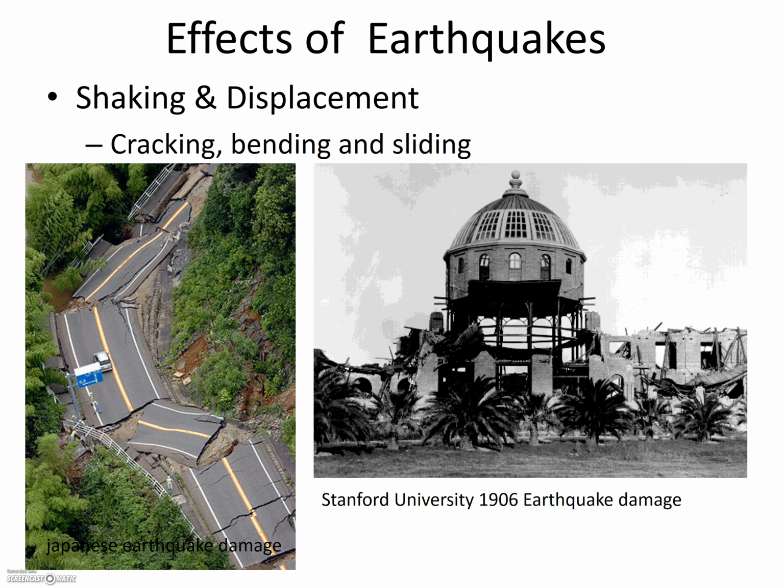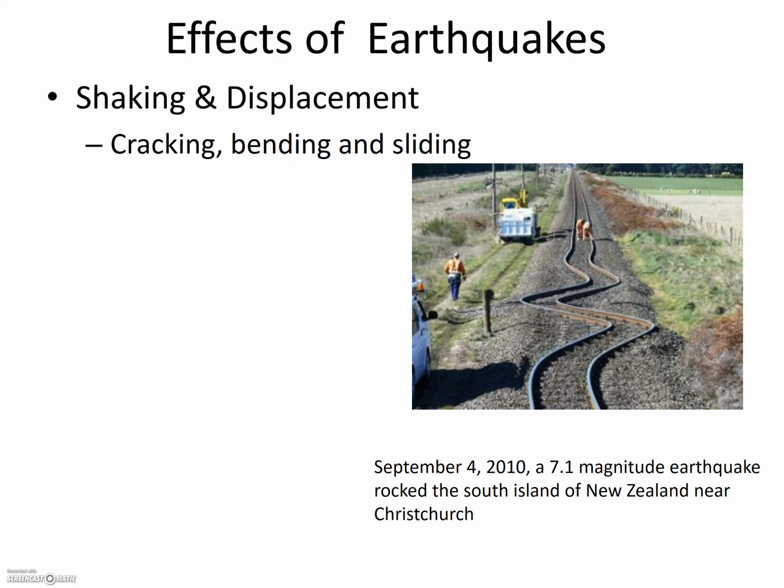These images show cracking and displacement from the 1906 San Francisco earthquake, Stanford University, and a badly damaged road in Japan due to an earthquake, as well as bent railway lines. From September 4, 2010, when a 7.1 magnitude earthquake rocked the South Island of New Zealand near Christchurch.